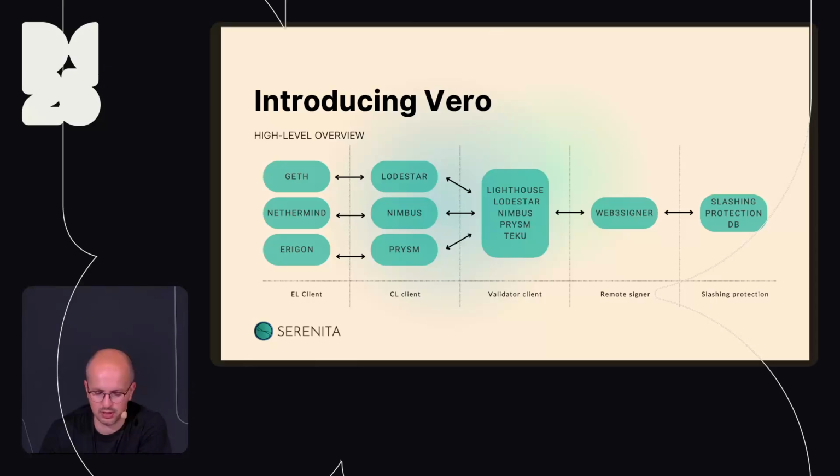So when it comes to a high-level overview, where does Vero come in? This is an example of, let's say, a more sophisticated setup with multiple clients. We have the execution layer client, a CL client, the validator client, and then a remote signer, which is connected to its slashing protection database. So Vero is basically the same thing as all of those validator clients in the middle. You can just swap it out easily for any of those in this kind of setup.